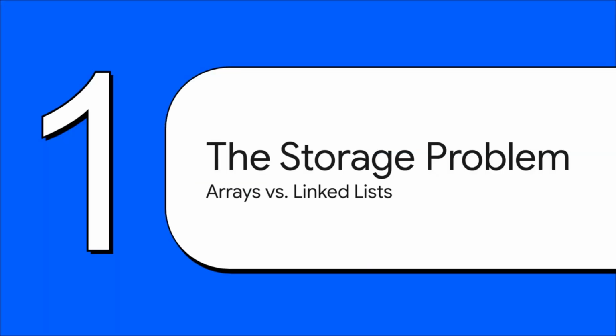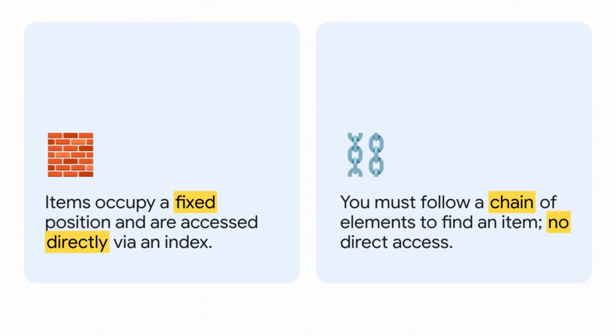So to really get why linked lists are such a big deal, you first have to understand their main rival, another super common data structure, the array. This slide really nails the fundamental trade-off. Think of an array like a bookshelf. Everything is in a specific, numbered slot. You want the fifth book? You just go directly to slot number 5. It's super fast. But a linked list, that's more like a scavenger hunt. You start at the beginning, and each item gives you a clue that points to the next one. To find the fifth item, you have to follow the first 4 clues to get there.